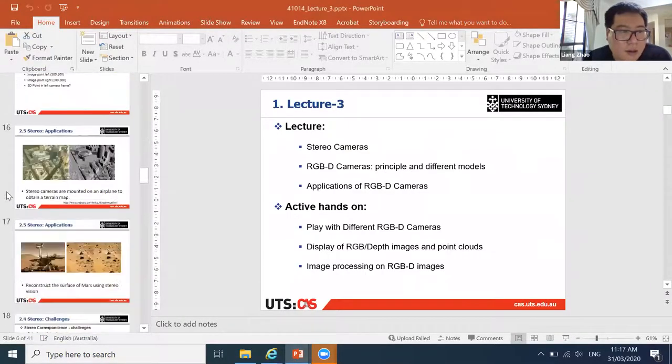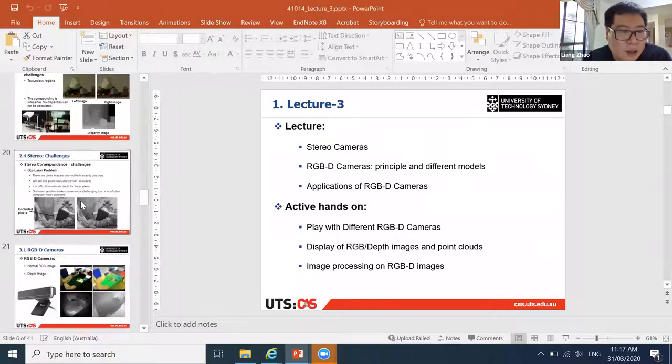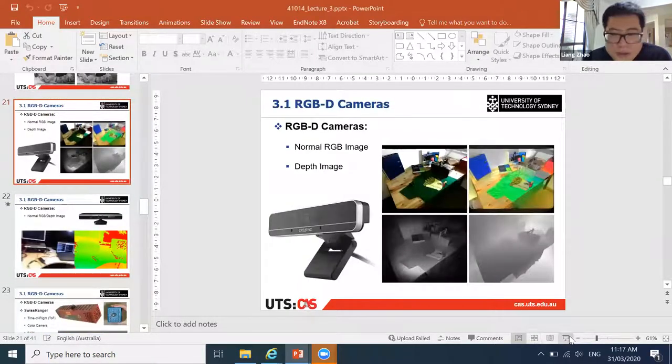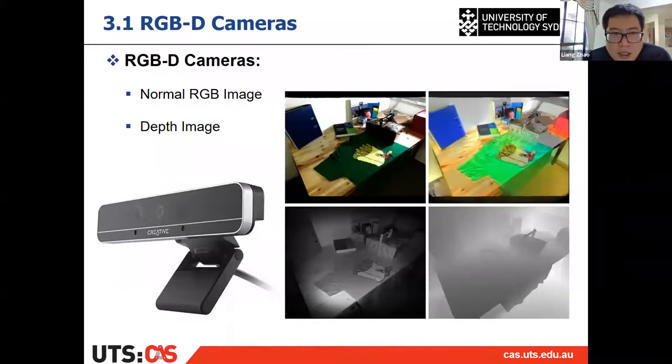All right, then let's skip the stereo part and move to RGBD. The stereo camera has some issues. I will introduce them in the next lecture, but that's why we have RGBD cameras. The RGBD camera normally provides you a normal RGB image and a depth image. So what is a depth image? Here's a depth image. The depth image is an image.